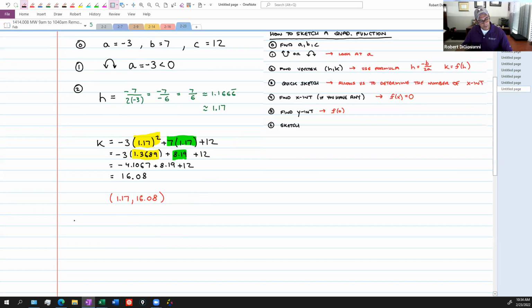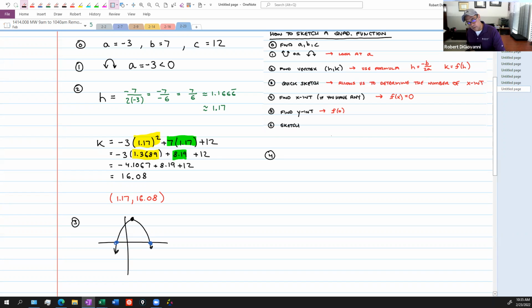Third step, quick sketch. Okay, 1.17 means move to the right a little bit, and then 16.08 means move up. So I know my vertex is somewhere to the right and up, and my parabola opens down, which means I'm guaranteed to have 2 X-intercepts. And right there, I know that I'm going to wind up either factoring or using the quadratic formula, because I'm going to have to set the function equal to 0 to figure those out.